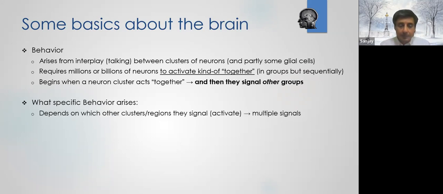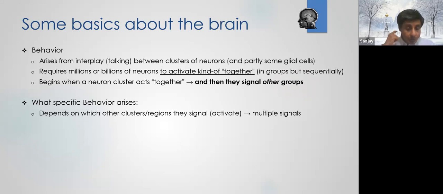This is a question that, for example, when we have a specific behavior arising, let's say you're moving your arm, you're raising your arm, okay? So exactly which regions are activated and what is happening inside the brain when you're raising your arm will depend on several things. Okay, it will depend on which other regions. So this is talking about that first region, that first cluster that acted together, and then they signal to other groups. Okay, it will depend on which other groups they activate.